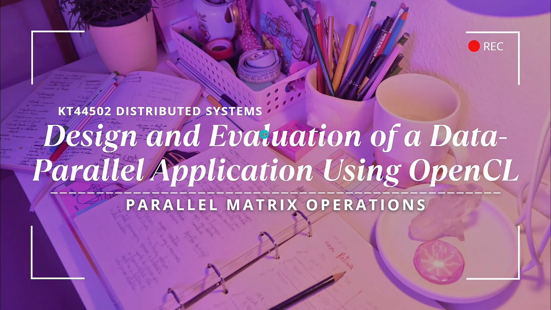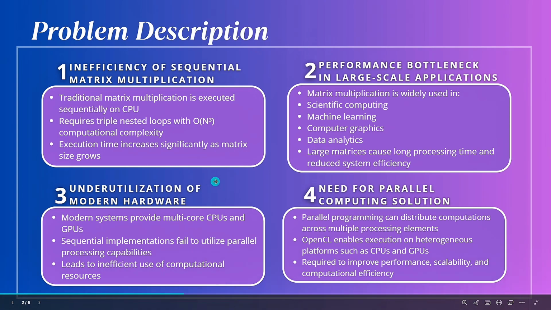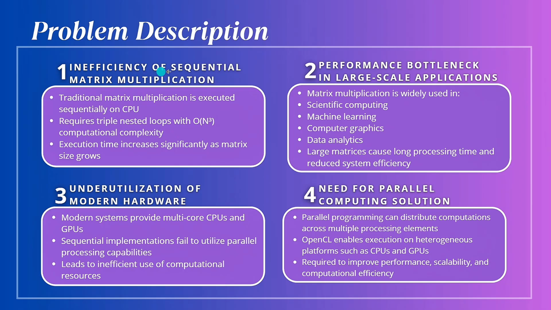Our project title is Design and Evaluation of Data Parallel Application using OpenCL, and the problem scope we chose is Parallel Matrix Operation. This is all the problems that we found, but the main problem we address is the inefficiency of sequential matrix multiplication. Traditional CPU implementation uses a triple nested loop with this computational complexity, which becomes very slow as matrix size increases. This approach also fails to utilize modern parallel hardware such as GPUs, causing inefficient resource usage.